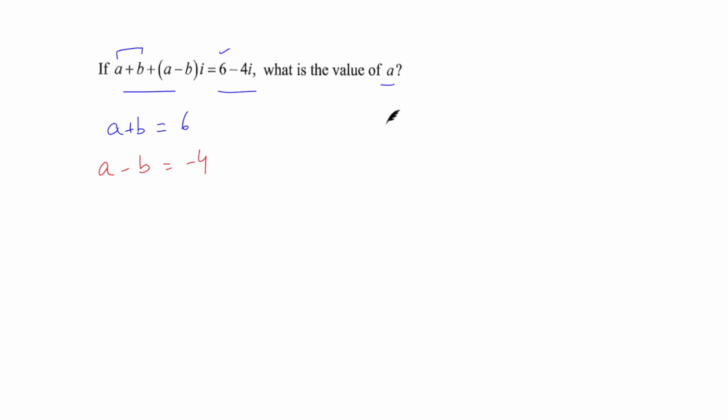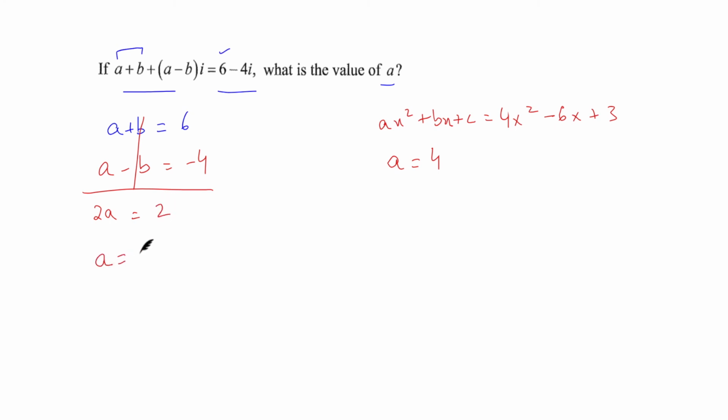Similarly, if you have ax squared plus bx plus c equals 4x squared minus 6x plus 3, and I ask you what is the value of a, you will say it is 4. You compare the coefficients. We are doing exactly the same thing here. So let's solve these equations. What do we get? We are basically adding the equations. We will have a plus a, so 2a equals 6 minus 4, which is 2. a equals 1. This is our answer. There you go.